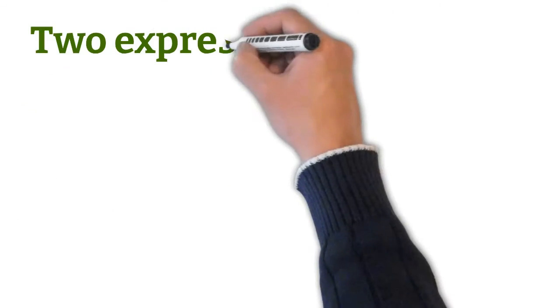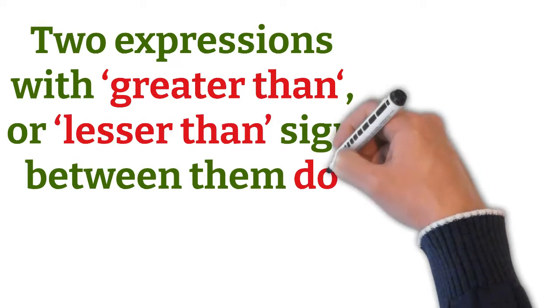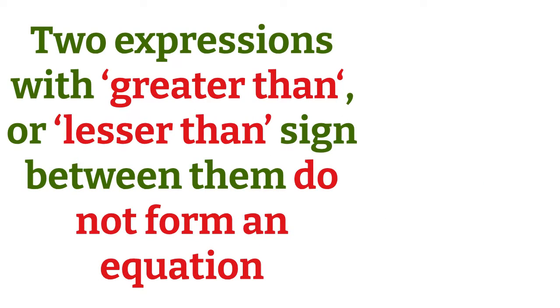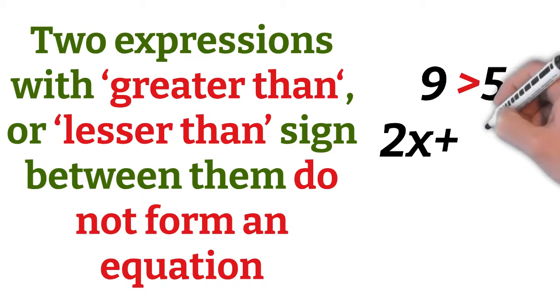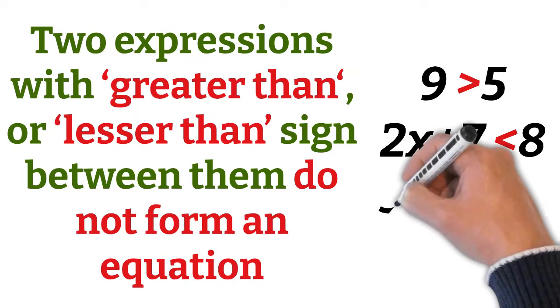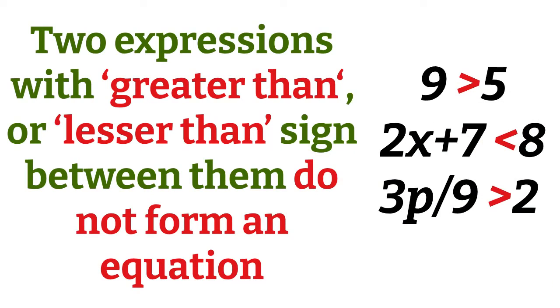However, two expressions with greater than or lesser than sign between them do not form an equation. For example, 9 is greater than 5. 2x plus 7 is less than 8. 3p divided by 9 is greater than 2. These are not equations, because here the values on both sides are not equal.